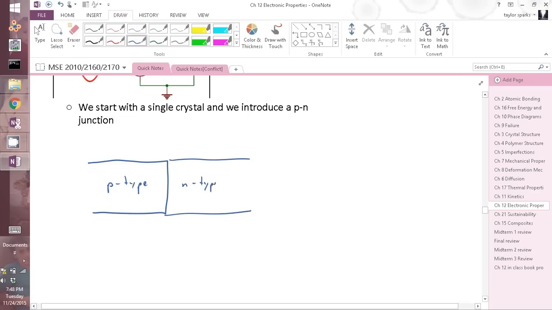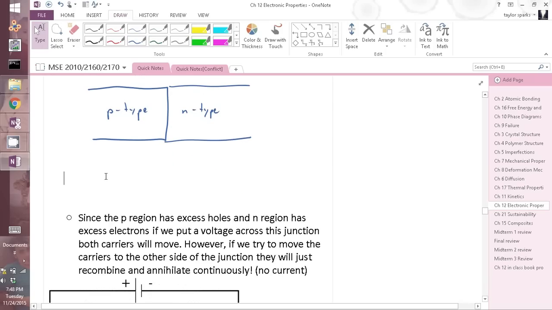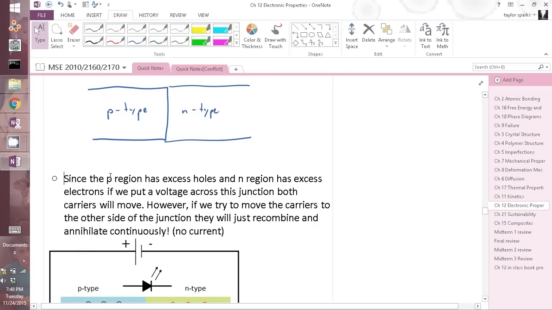Now, why do we do this and why does it matter? It actually changes quite a bit. Think about it. Let me bring this up a little bit. Since the p region has excess holes and the n region has excess electrons, if we were to put a voltage across this junction, both of those carriers will move. Okay, let's draw our holes here. Here we have excess electrons, right? Now, think about what will happen if we try to move the carriers such that the holes move this way and the electrons move that way.